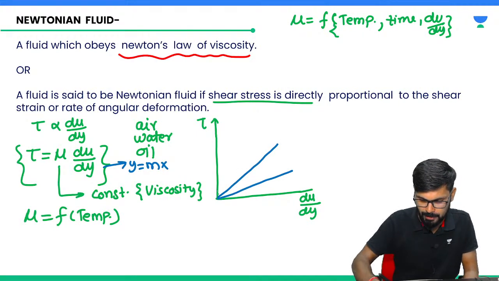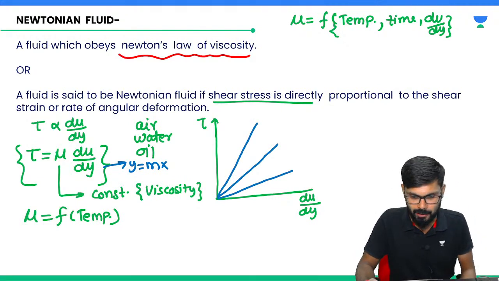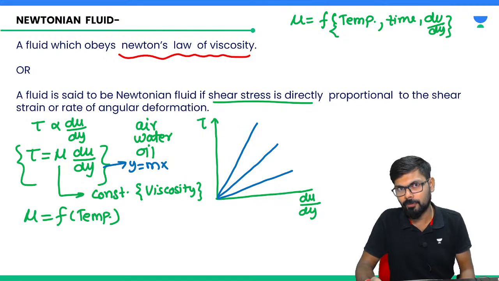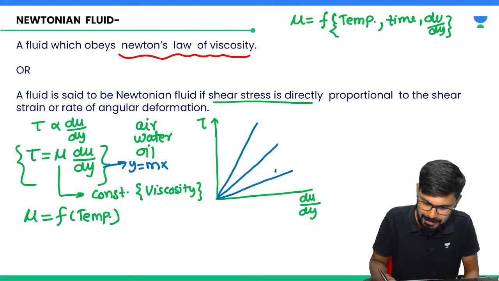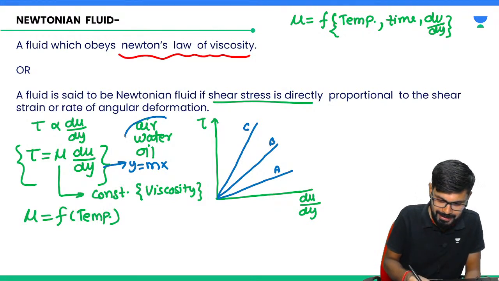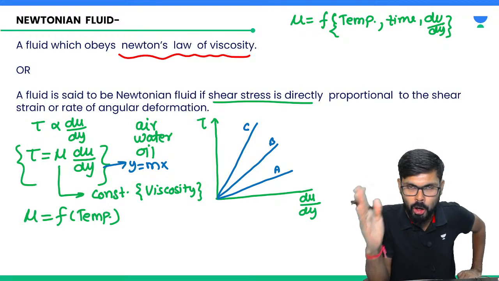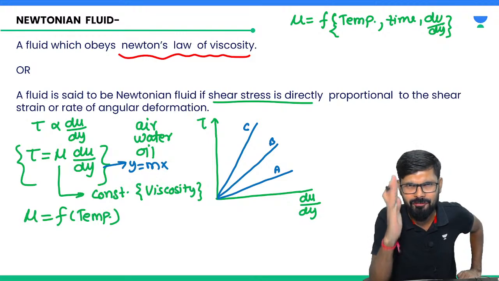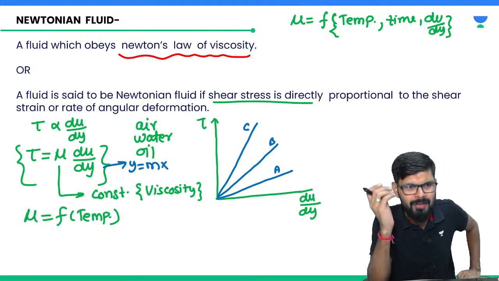Now three examples I am going to draw here: one is air, one is oil, and one is water. Let's say these are A, B and C. Now tell me what is A, what is B, what is C. Which one is water, which one is oil, which one is air? Just comment fast, fast, fast. I want fast comments because I am a very fast person.